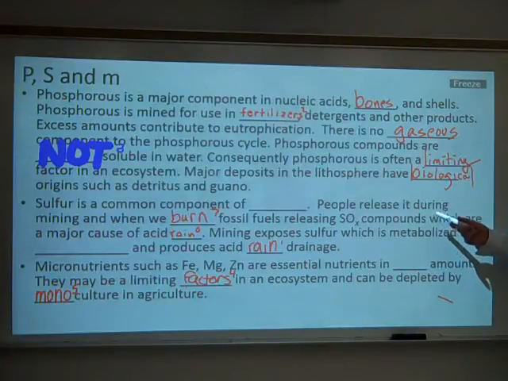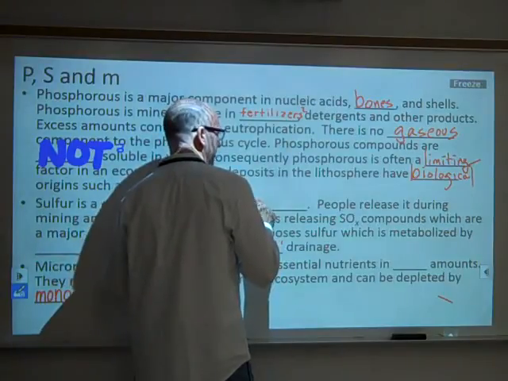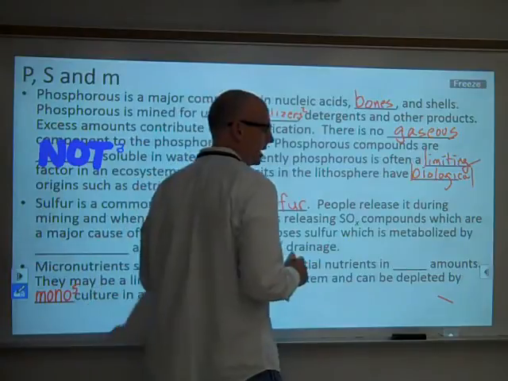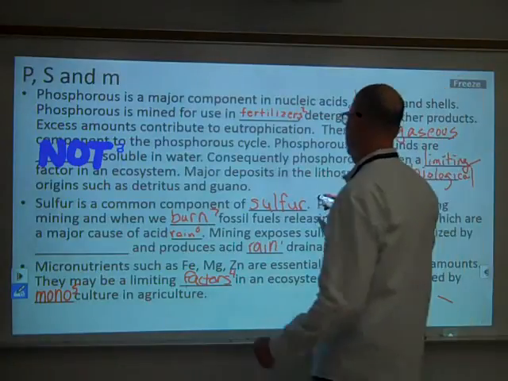All right, sulfur. Now, sulfur is not a major part, but there's a lot of it in proteins. It's not one of your primary parts like carbon, hydrogen, and nitrogen. Sulfur.